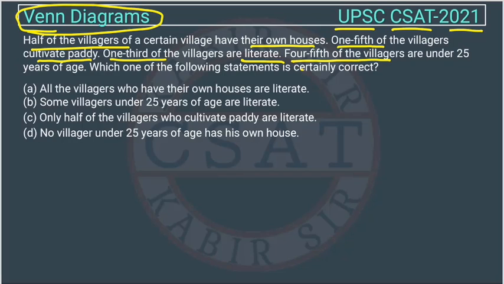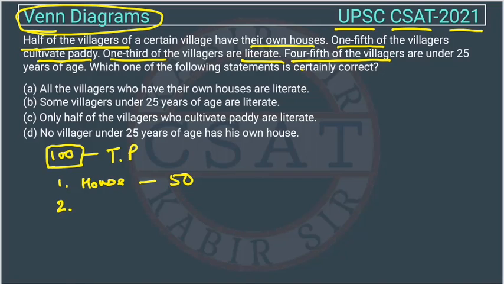So let's suppose the total number of people in the village is 100, right? So this is the total people in the village. Now the first statement is saying half of the villagers have their own house. So how many have a house? 50%. Half means 50. Now second, how many are cultivating paddy? 1/5 of 100, because the total is 100. So this will be 20.